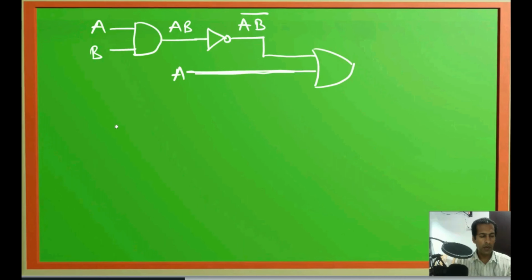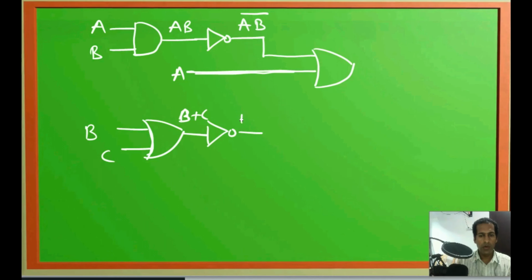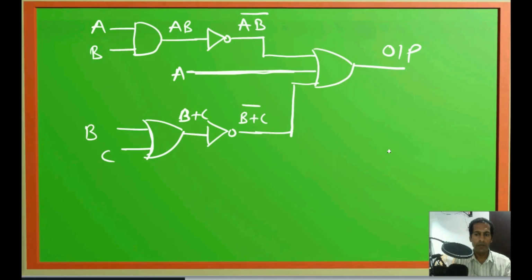Now another, B plus C. For B plus C, either we can connect this same line, or separately show one line. B plus C means we have to connect one OR gate. Output of this is B plus C. At the output of the inverter we get B plus C bar, and this input will connect to the final gate. So this output is our final output. So we have found it going from output to input.